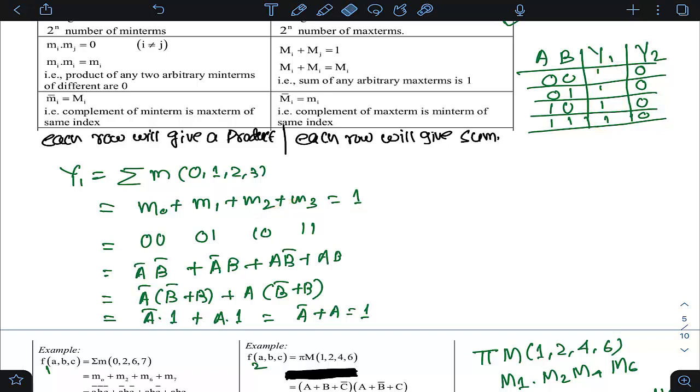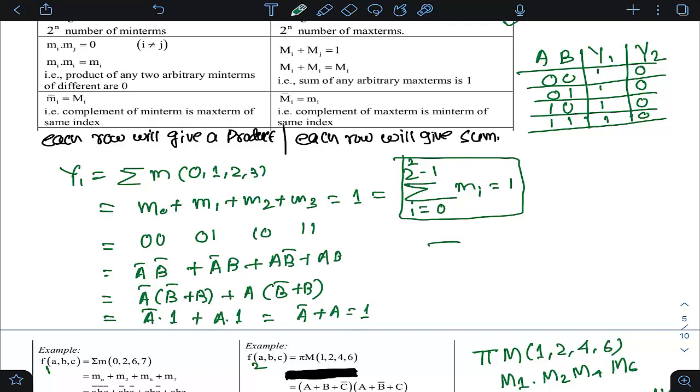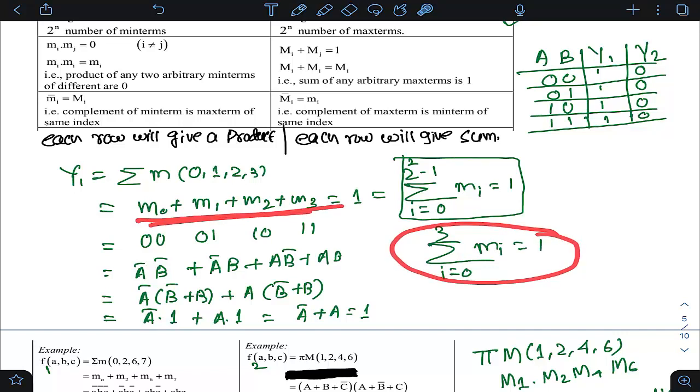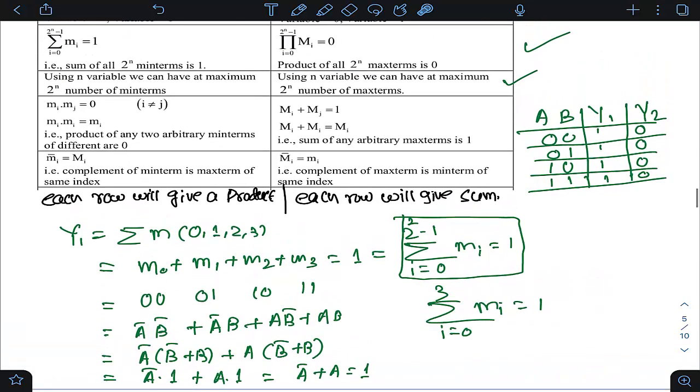Now, don't you think, students? This can be written as summation i ranging from 0 to 2 power 2 minus 1, mi is equal to 1. If I expand this, it is i ranging from 0 to 3, mi equals 1. Now if I expand this, don't you think I'm going to get this equation? Yes. So this is the analysis I have done. Summation i ranging from 0 to 2 power n minus 1, because it is a two variable case AB, so it is 2 power 2 minus 1, mi equals 1. Whenever all the combinations give output 1, this condition is always valid.